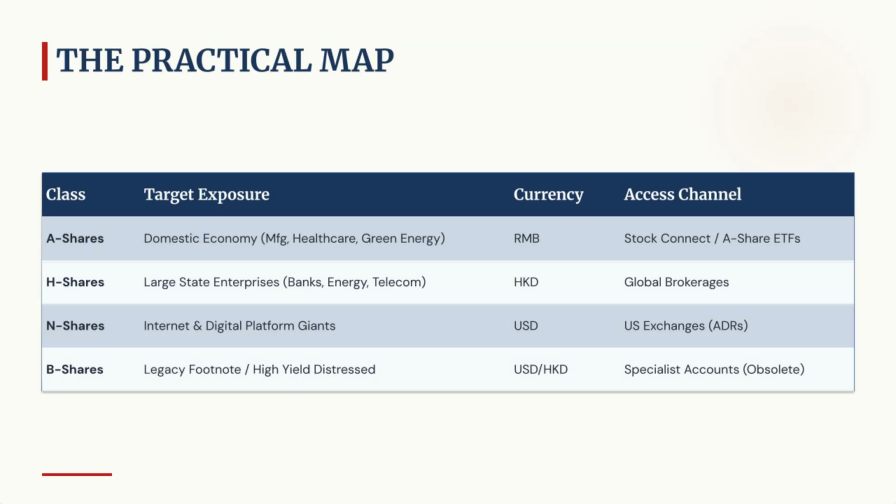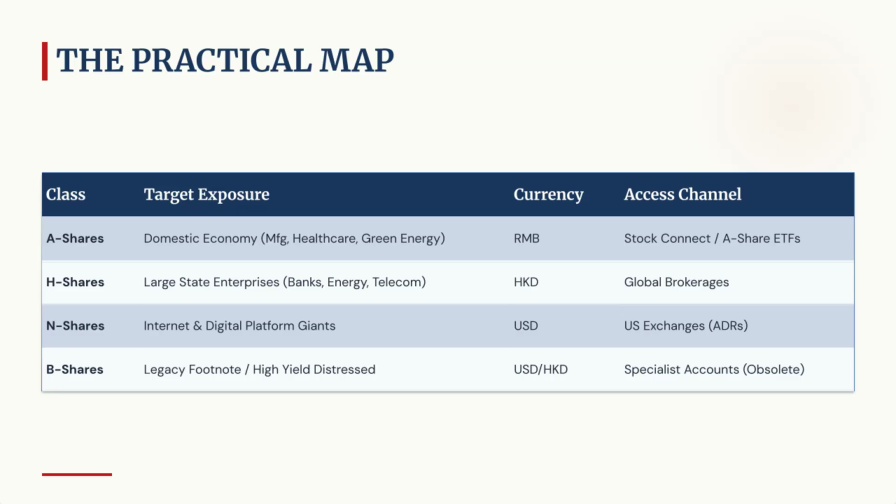Now, let me close with the practical version. If you want exposure to China's domestic economy, consumption, manufacturing, industrial upgrading, healthcare, clean energy, you are looking at A shares. The onshore market is where most of that activity lives. Access is available through Stock Connect products and A-share ETFs that use the QFII RQFII mechanism. If you want large Chinese state-owned enterprises, banks, energy, telecoms, infrastructure, with international accessibility and no special account requirements, you are looking at H-shares in Hong Kong. You are also likely looking at a discount to the equivalent A-share price.